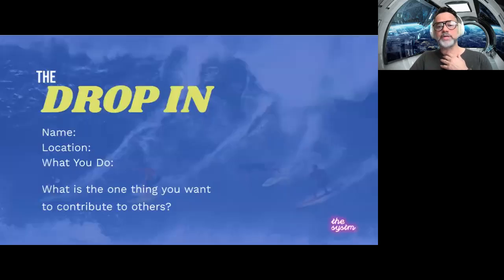But we're going to go straight into the drop-in. The drop-in is your name, your location, what you do. And today it's what is one thing you want to contribute to others. So it's a nice feel-good drop-in today.